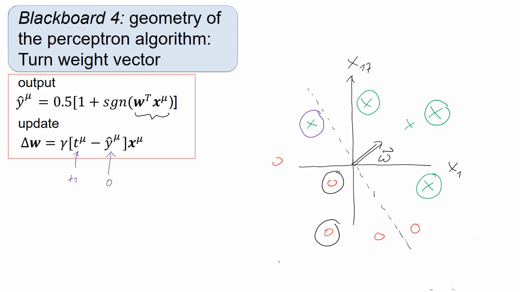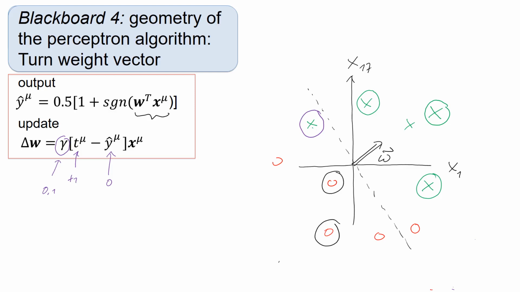And now I have a learning rate, gamma, which is arbitrary in this algorithm. In most algorithms, the size is important. Here it's not. So let's set the learning rate equal to 0.1. And then what does this algorithm mean? Okay, I have 0.1, just as an example. And then I have 1 minus 0. So it's 0.1 times x. What was x?